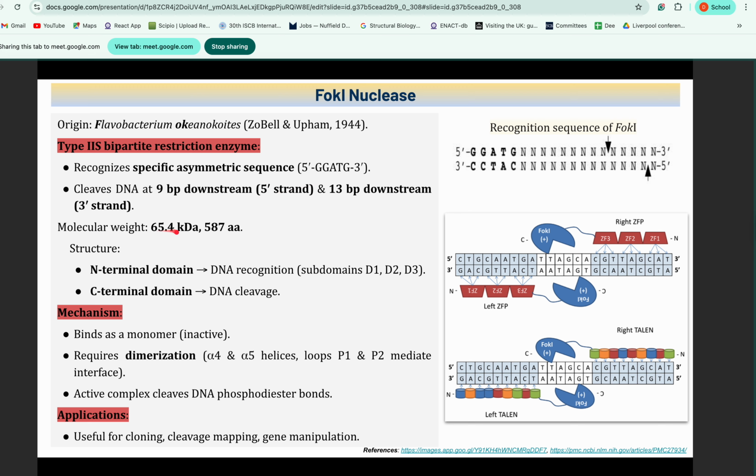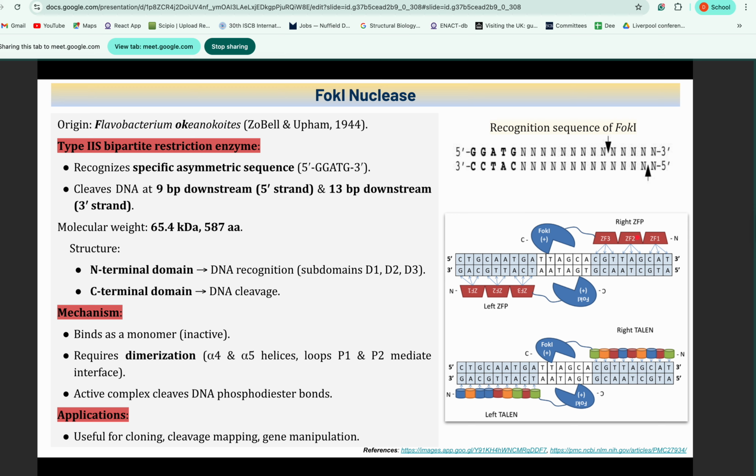Molecular weight of FOC1 nuclease is 65.4 kilodaltons, and it is composed of 587 amino acids. So this is the number of amino acids present in the FOC1 nuclease protein. And if we talk about its structure, there is an N-terminal domain and a C-terminal domain. This is the whole FOC1 nuclease. Towards its N-terminal region, from where we start reading the protein sequence, there are 3 subdomains. Subdomains means smaller domains which are present. So D1, D2, D3. In this case, these are the zinc finger domains.